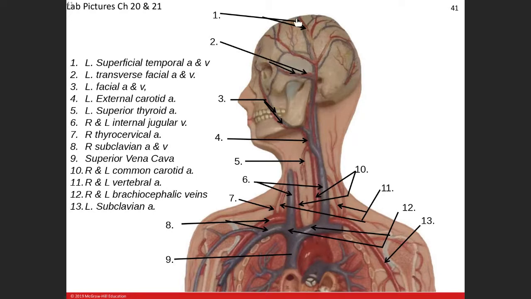And then as we continue upwards here on the lateral portion of the skull, way up to the top here, then we have our left superficial temporal, because the temporal bone is right over here, right where it branches off. And it goes up to the top of the head here. So that's the left superficial temporal artery with its companion vessel, which is the left superficial temporal vein. Okay.